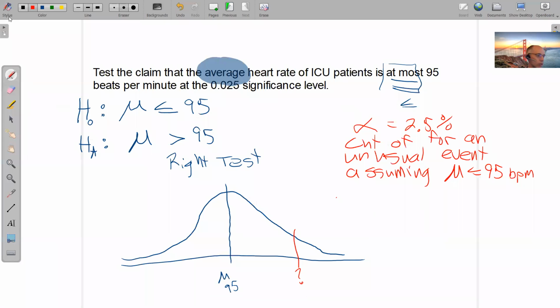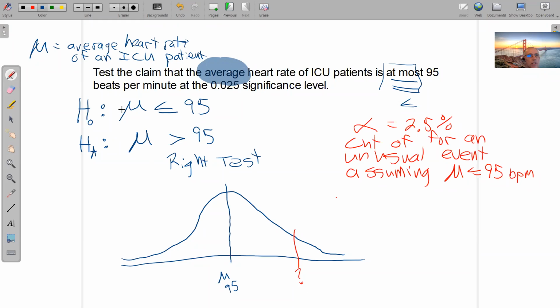And again, anytime you do one of these problems, you should be creating a sketch. You should be writing down what each variable means. I didn't write that. That was in the claim here. So just to be clear, what is mu here? Mu is the average heart rate of an ICU patient. Okay.